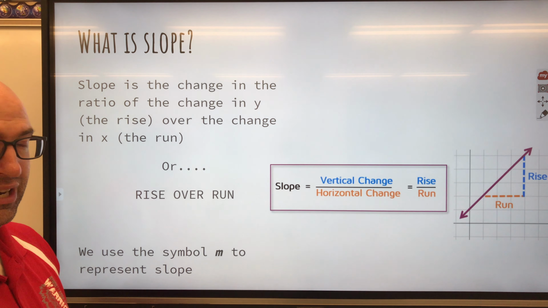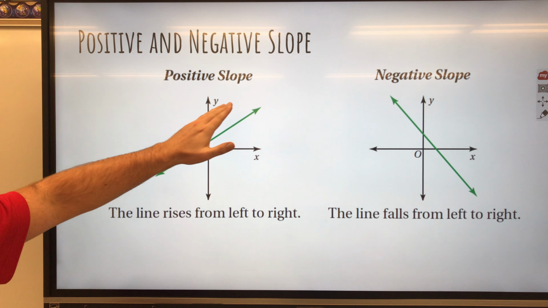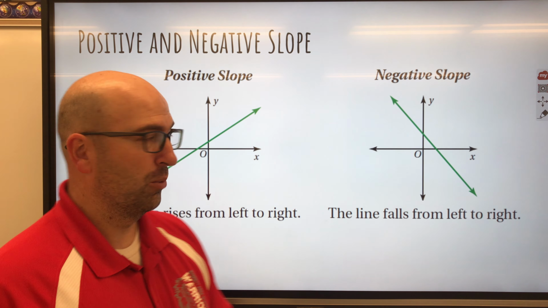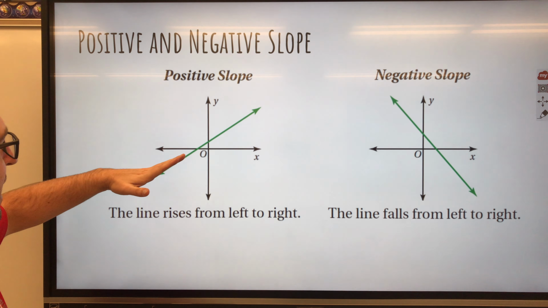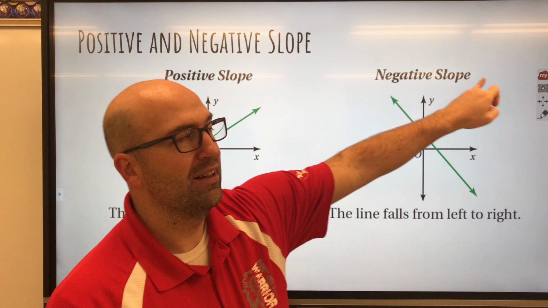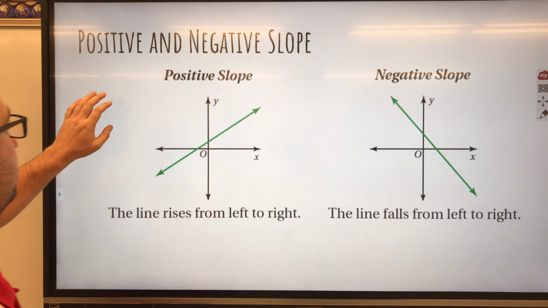So there's two different slopes we want to look at here, a positive slope and a negative slope. On this graph, you can see that the amount is increasing. It's going up from left to right. That indicates that the slope is positive. If the line goes down from left to right, that's going to indicate that your slope is negative.